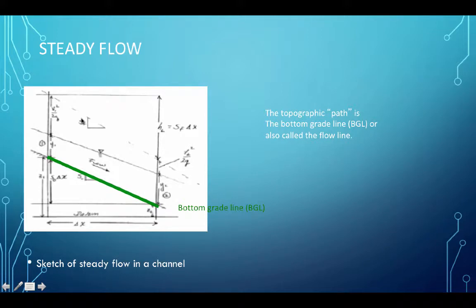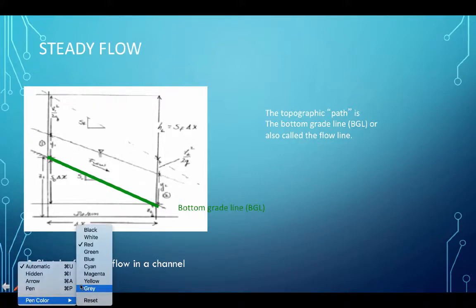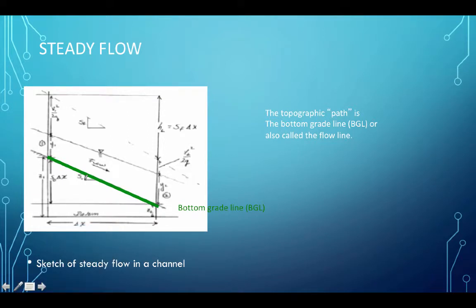The bottom grade line, or the flow line, or the topographic line, is shown here in green, and its slope is sub 0.